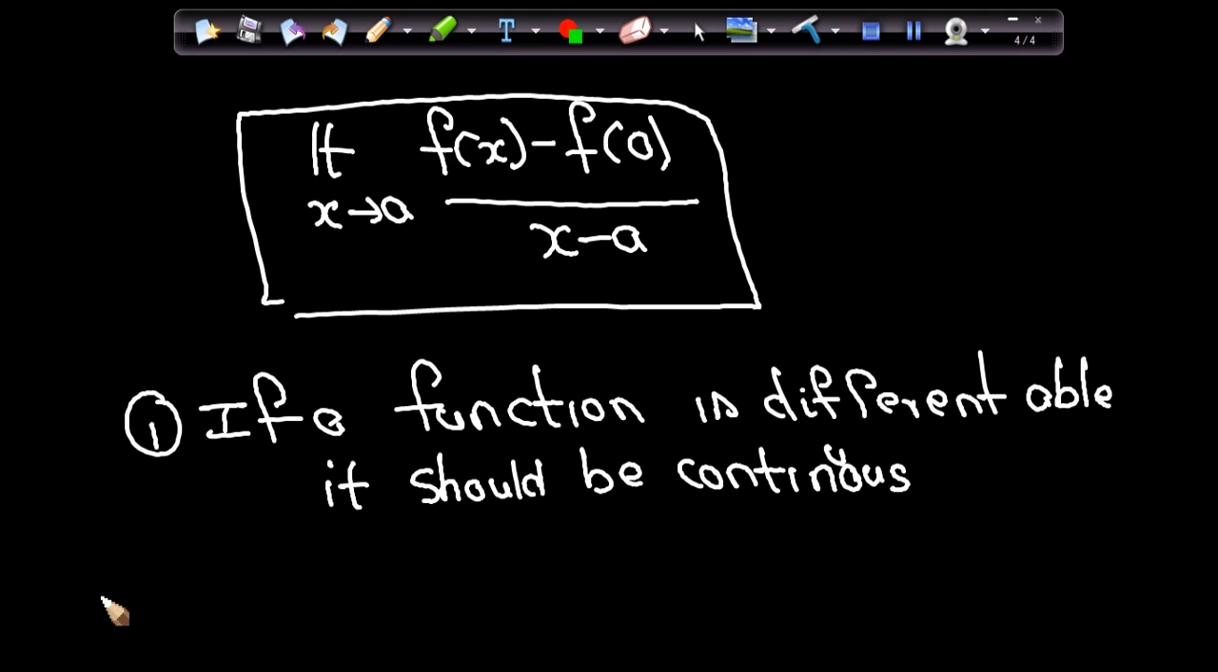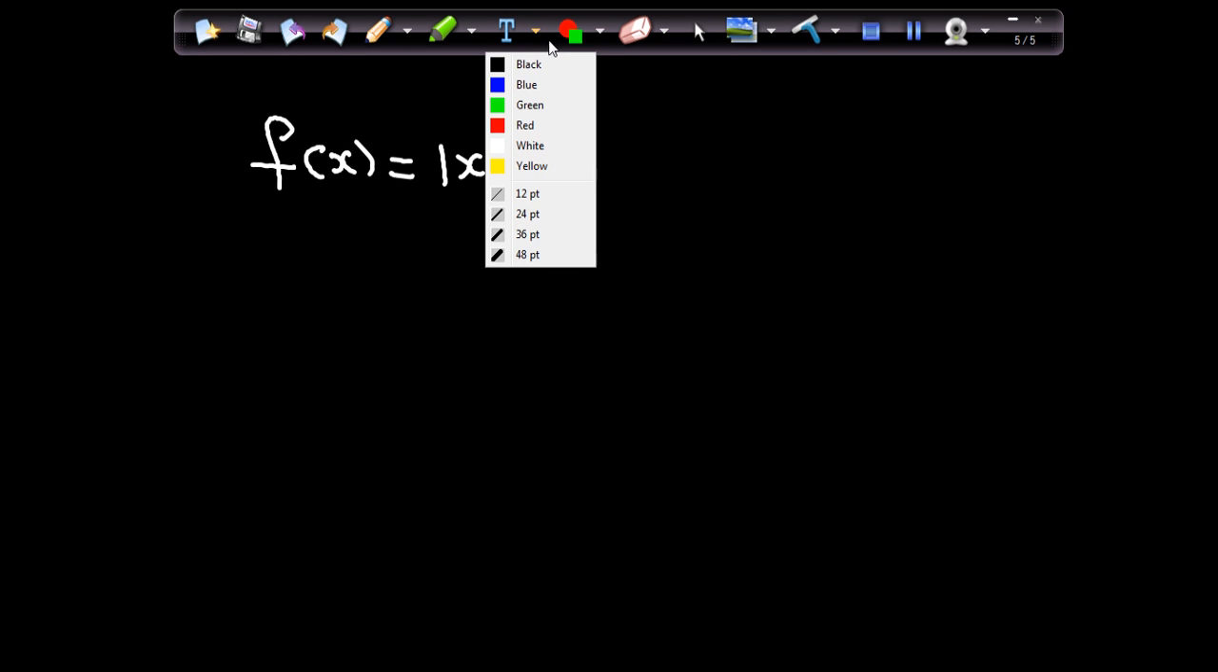So can you think of an example? Yes, let me give you an example. For example, we take the function f of x is equal to mod x, or mod of x minus 1. I would like to show you what happens to this function at x is equal to 1. How does mod of x minus 1 look?